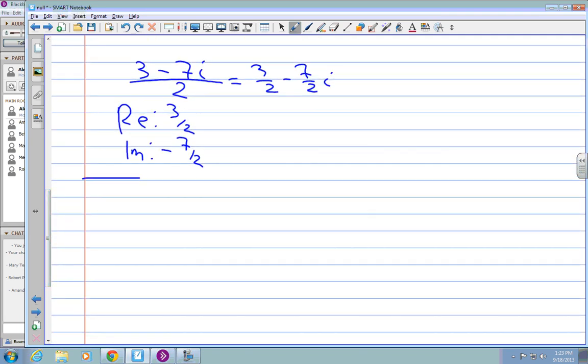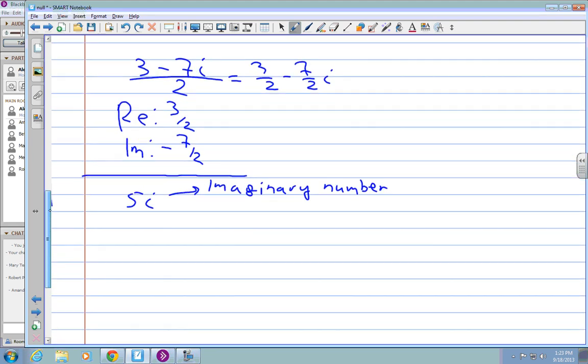How about 5i? Is 5i a complex number? Why not? Right, it's purely made up. It is an imaginary number, but does it satisfy our definition of a complex number? Well, can it be 0? Can I think of this as 0 plus 5i? Yeah. So this is also a complex number where the real part is 0, imaginary part is 5.